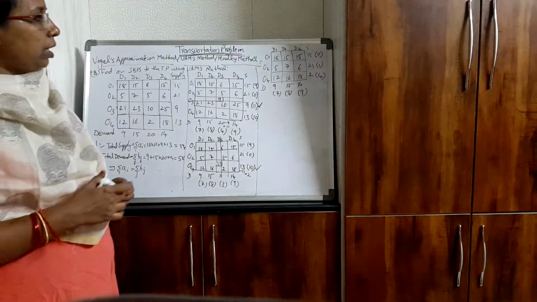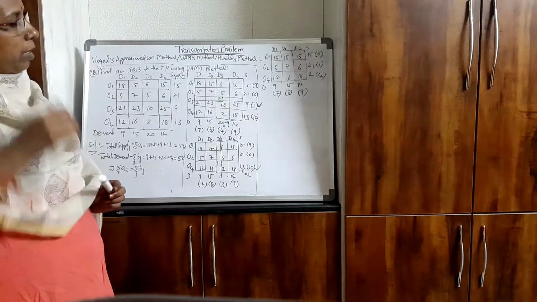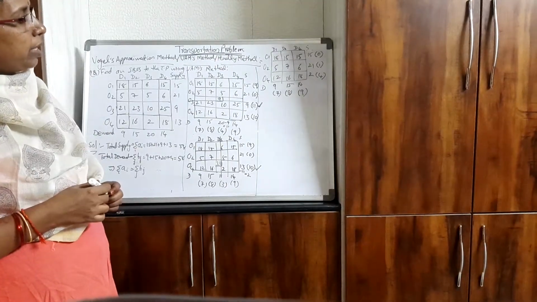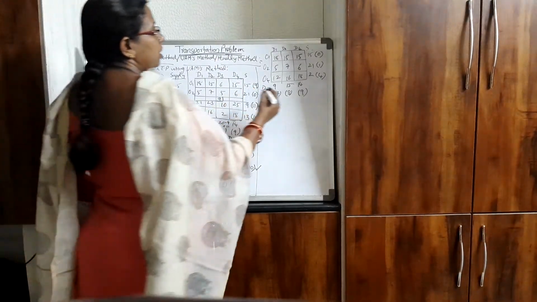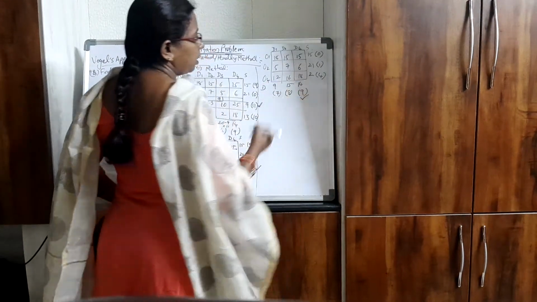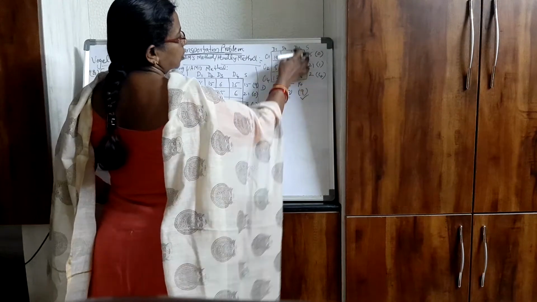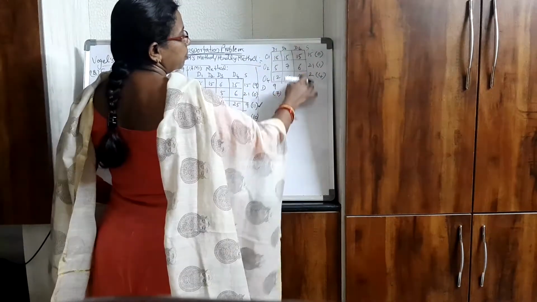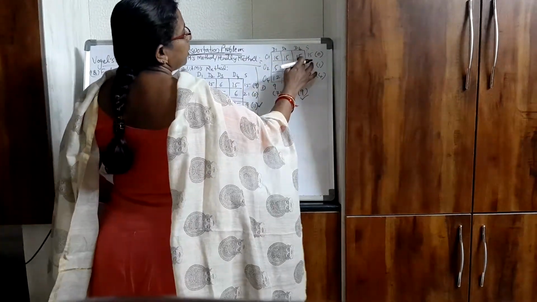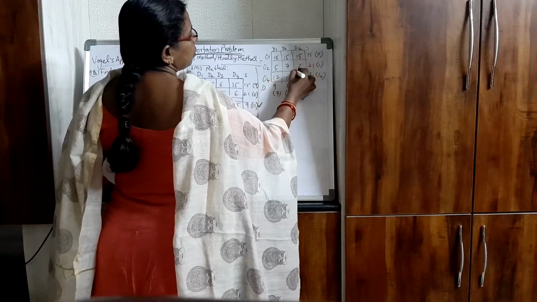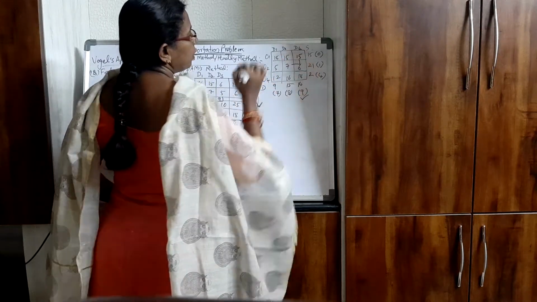So which is the maximum penalty here? The maximum penalty is 9. That is corresponding to D4. So put a tick mark to this maximum penalty. Now this is corresponding to this D4 column. In this maximum penalty column, select the minimum cost. Lowest cost is 6. Here I have to make an allocation.